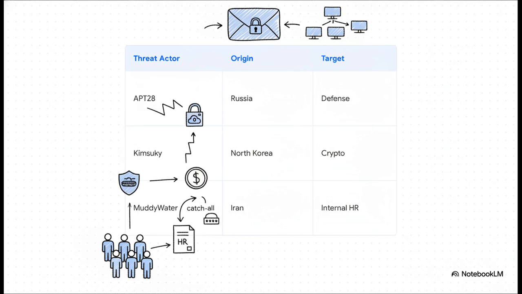We see state-sponsored groups using these exact rules for high-stakes espionage all the time. For instance, APT-28 out of Russia targets defense contractors using Office 365 rules. Then you have Kimsuky from North Korea intercepting cryptocurrency password resets using catch-all forwarding rules. And MuddyWater out of Iran leverages them for internal phishing amplification. They basically compromise just one employee's inbox to automatically harvest and weaponize HR emails against the entire rest of the company.